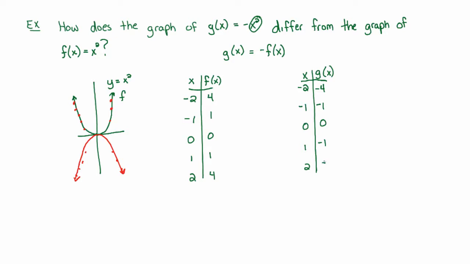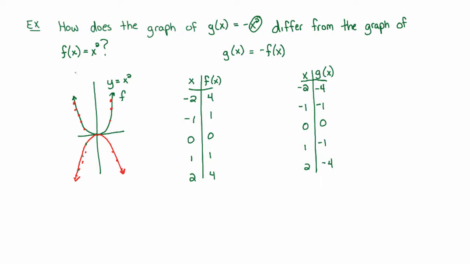You'll get this beautiful table of values here, which you notice that all the outputs in the G column are opposites of the outputs in the F column. In other words, they're just mirror images about the x-axis. So that's how it actually differs, is that you're essentially making mirror images about the x-axis.